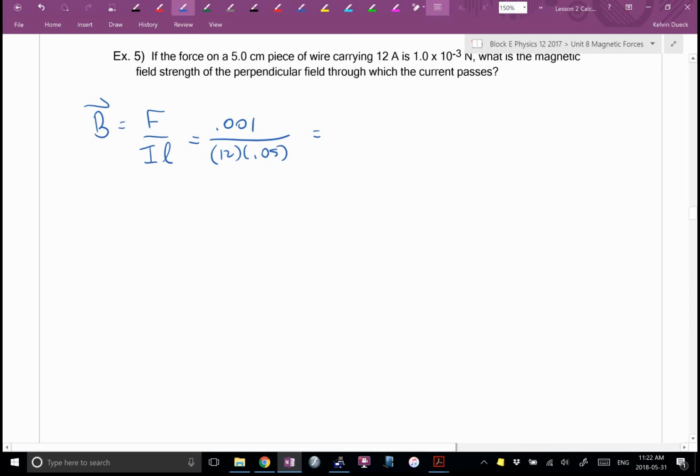What'd you get, Brees? 1.67 times 10 to the negative 3. Are we okay with that? Is that right? What are the units for magnetic field? Teslas. Okay.